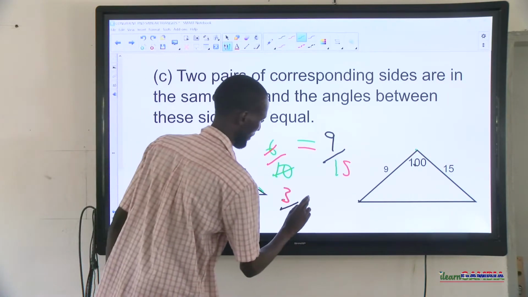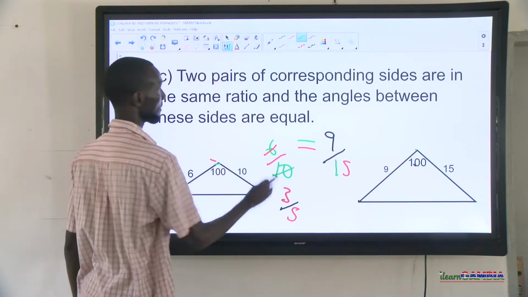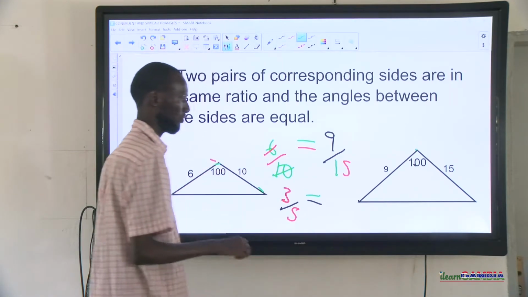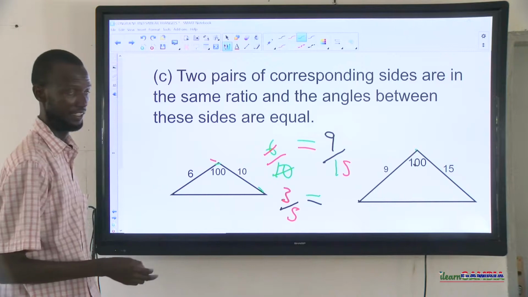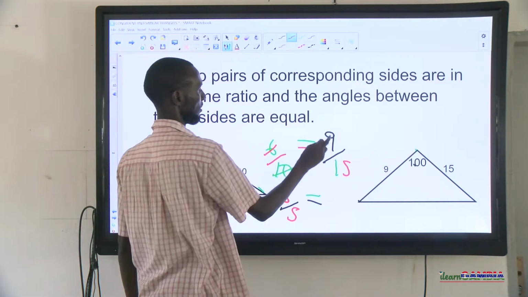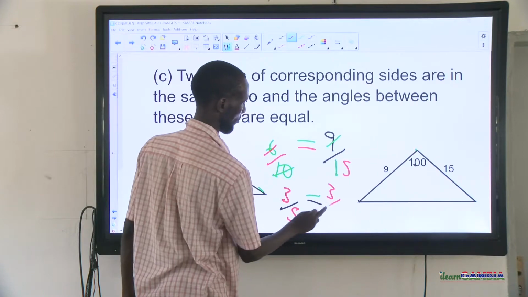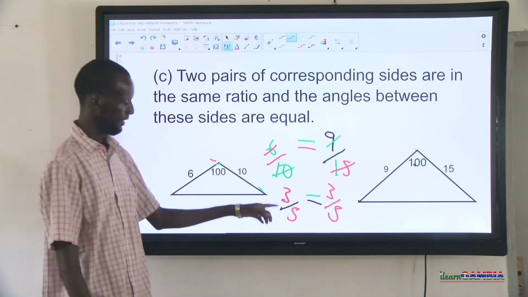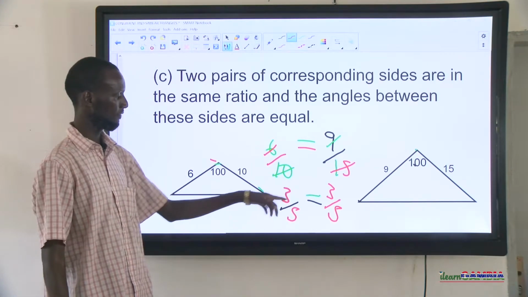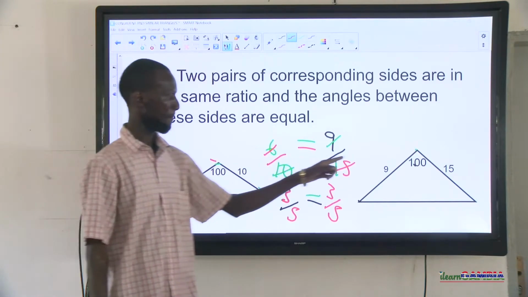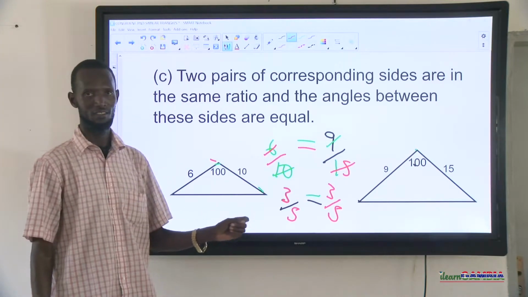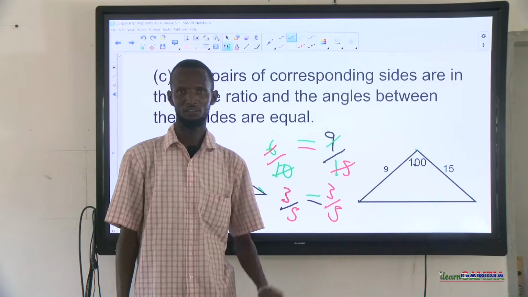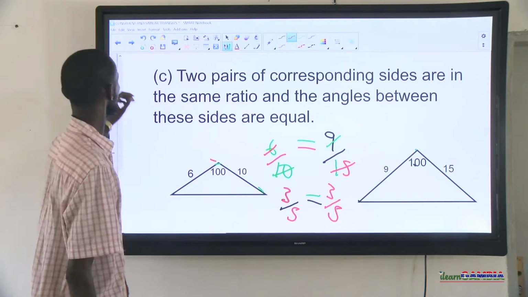And then the second one, you get 9 over 15. A common factor there could be 3. And if we divide them by 3, 3 can go into 9 exactly 3 times, over 3 can go into 15 also 5 times. So what do you observe? The ratios are the same. 3 over 5, 3 over 5. And then the angles between them are also equal. So again, this proves that these two triangles are similar. Okay, this also proves similarity.